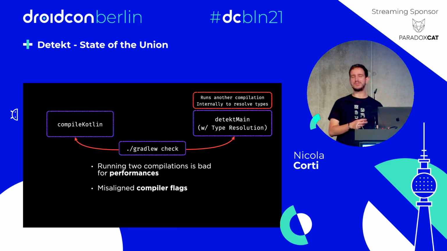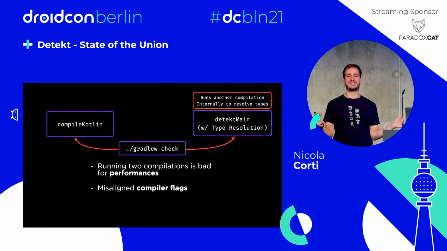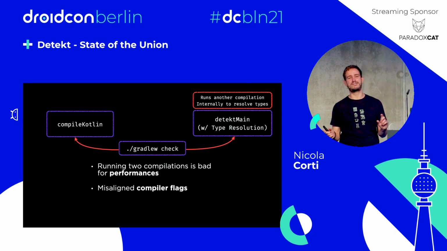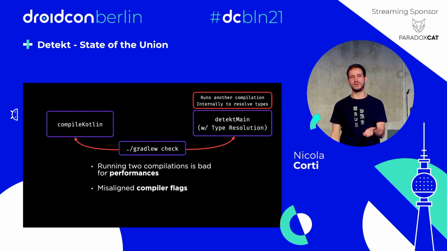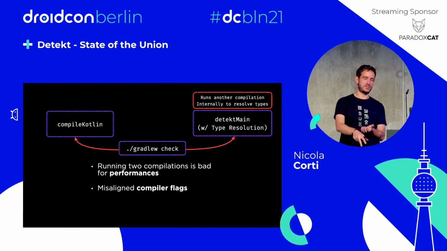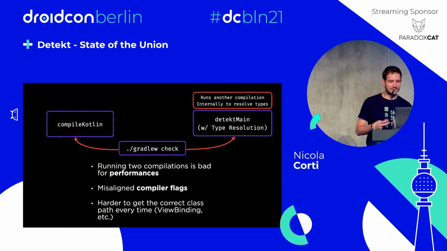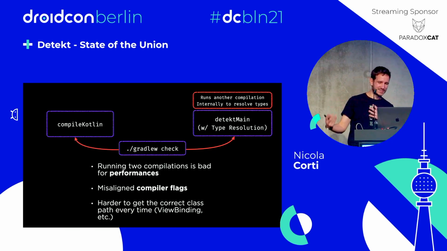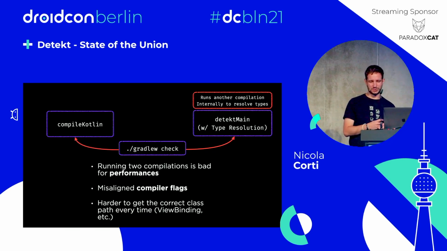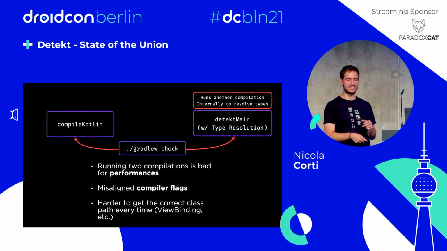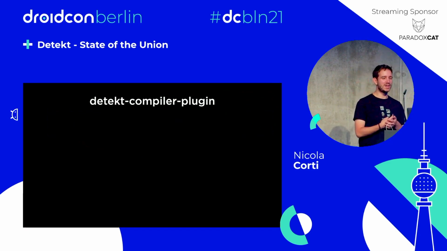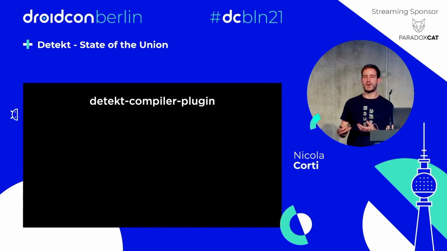And there is also another subtle problem: sometimes those two compilations end up having slightly different compiler flags. So we would like Detekt to have a vision of your code as close as possible to the Kotlin compiler vision. And so there are paths that are sometimes harder to compute correctly. Like, if you use view binding on Android, you will see a lot of warnings. It's not great. So we are working on the Detekt compiler plugin.